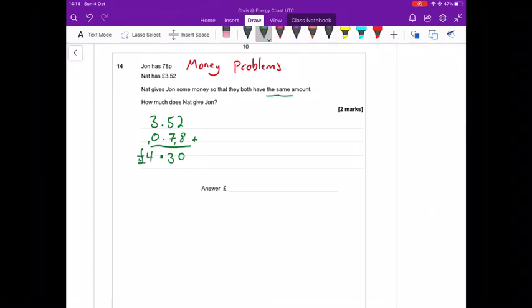So they're going to share it so they have the same amount. Well, if they have the same amount, I must just have to half this number here, okay? So £4.30 divided by 2, share between both of them. Half of £4 is £2.